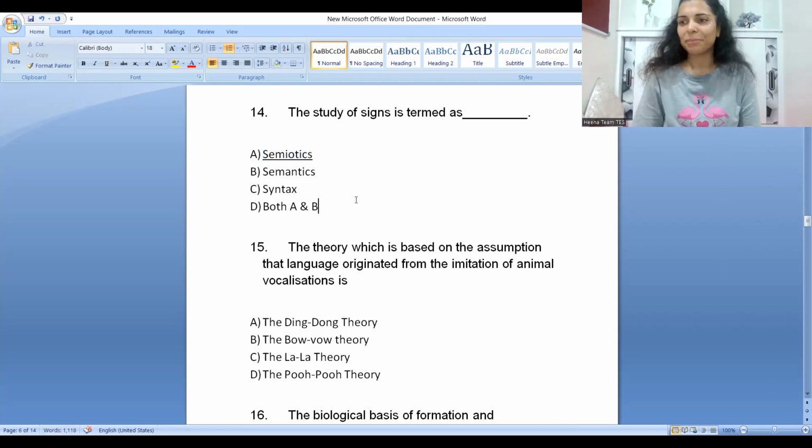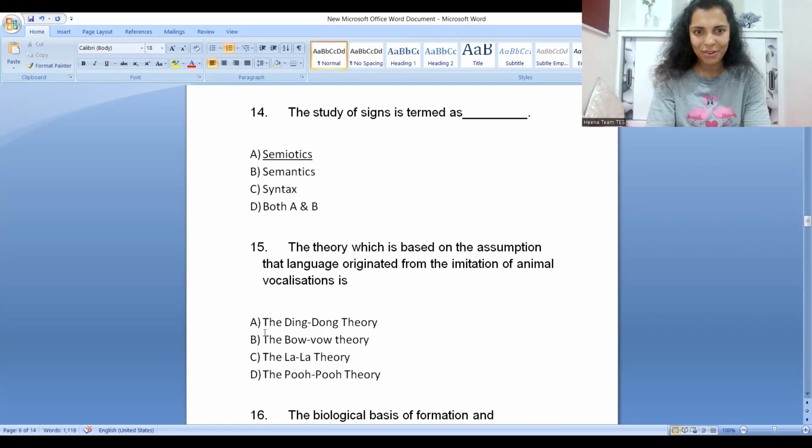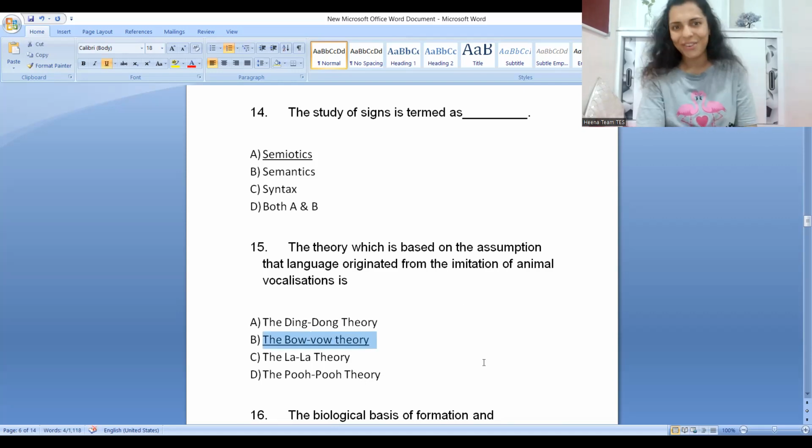Question number 15. The theory, which is based on the assumption that language originated from the imitation of animal vocalizations, is option A, the ding dong theory, B, the bow wow theory, C, the la la theory, or D, the poo poo theory. Language originated from the imitation of animal vocalization. Come on. Which theory says this? It is option B, the bow wow theory.